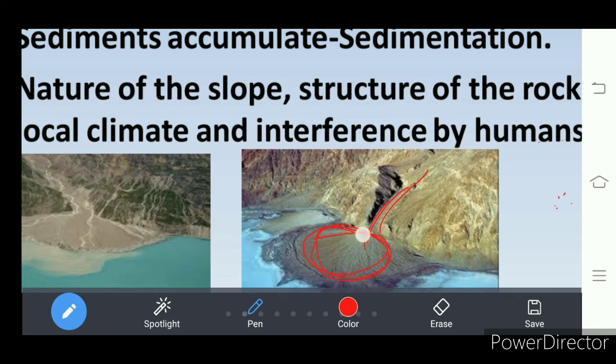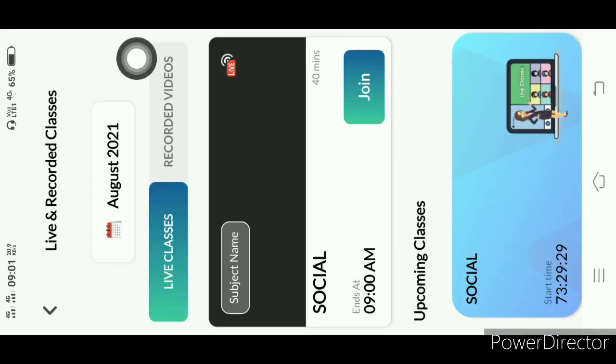So after some years, by the deposition of this silt layer by layer, every time layer by layer deposited here, it forms the sedimentary rocks. So sedimentary rocks are formed in this way.